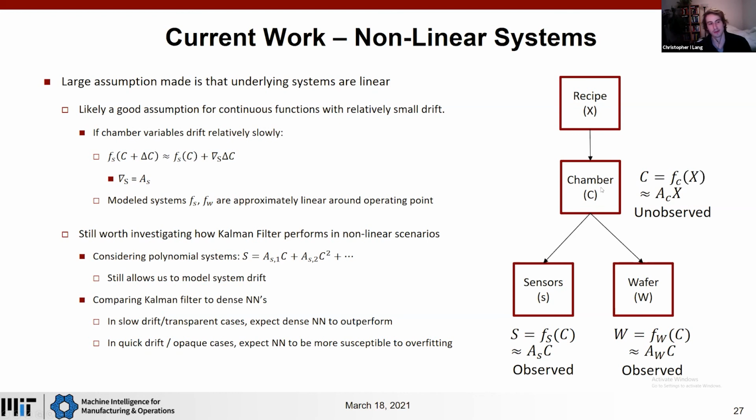there could also be some added opacity, that is more prone to the neural net overfitting. So I think in these cases, I'm not 100% sure, but I suspect that a well-fit Kalman filter might outperform a dense neural network. However, this is something which I'm still working on and don't have results for at the moment.